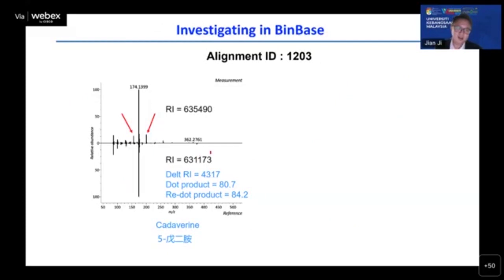Like this one, if we use metabolites with unknowns, we calculate it against the library. We got this one. This is called cadaverine, and here we have the dot product around 80, reverse dot product 80 to 84, and the delta retention index like 4,300 or something like that. Which means that all of them are lower than the tolerance of the similarity parameters we set. So we say that this is correct.